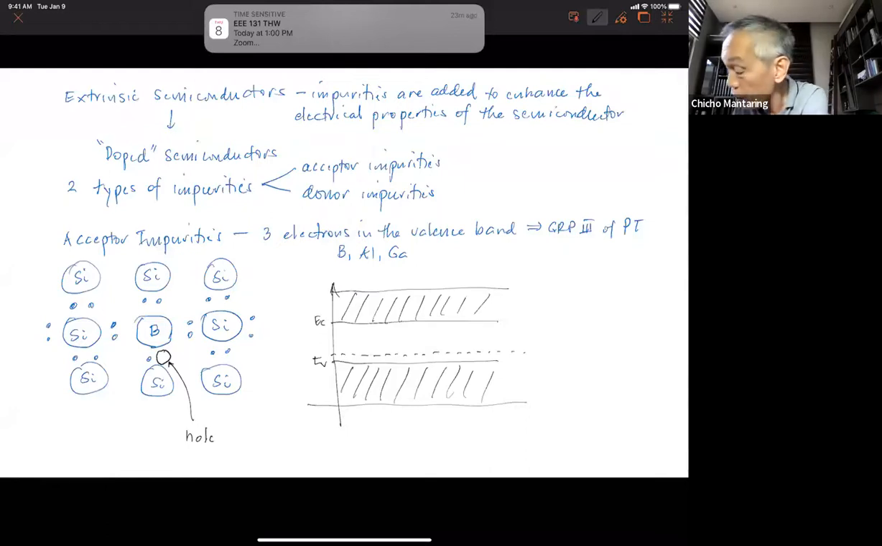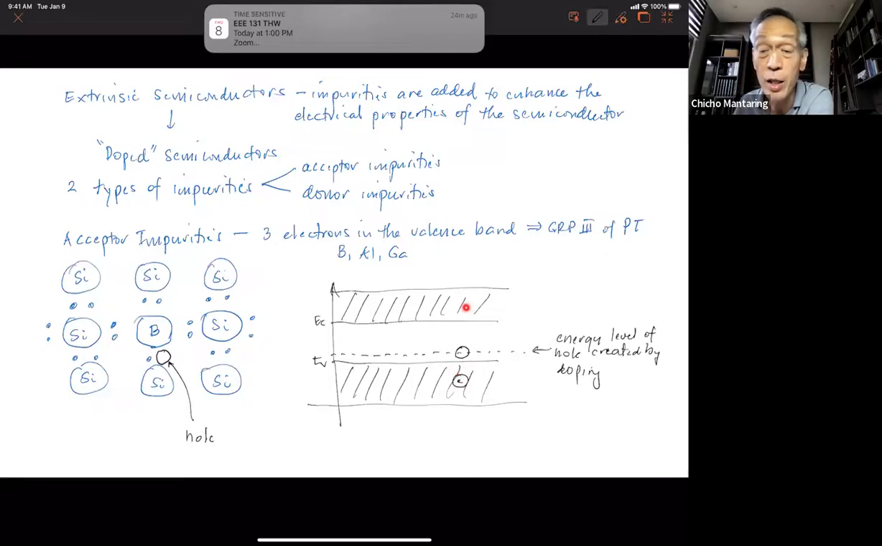Okay, that's the energy level of the hole created by doping. Okay, we said that electrons here, so you have electrons here. So here you have a hole, no? You have a hole there. Electrons here will not have enough energy to jump to the conduction band. But the energy level of this hole is actually very close to E sub V.